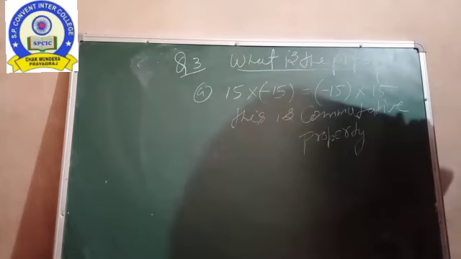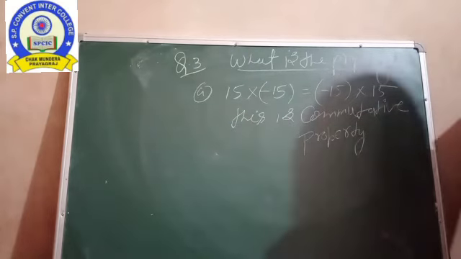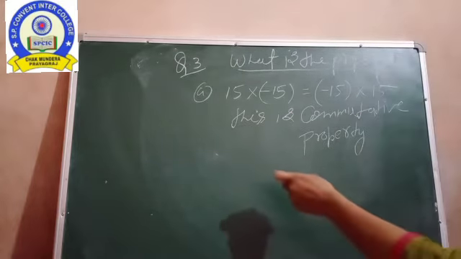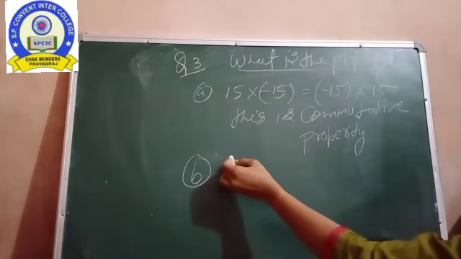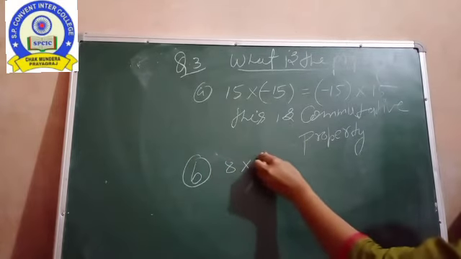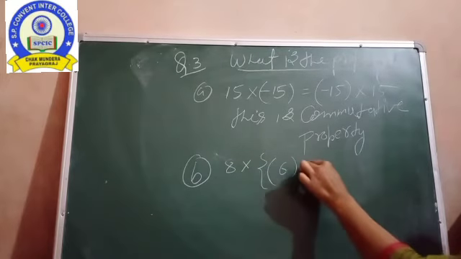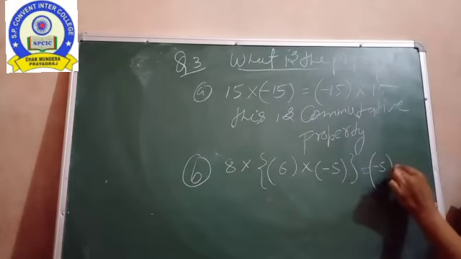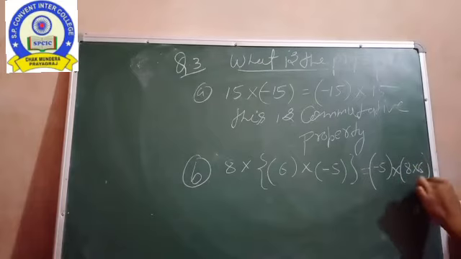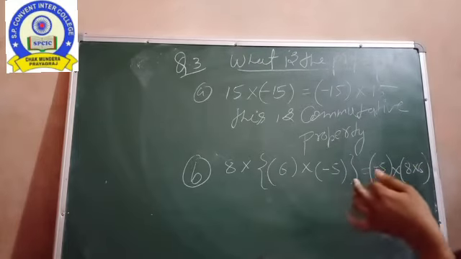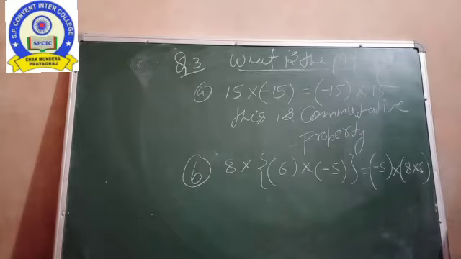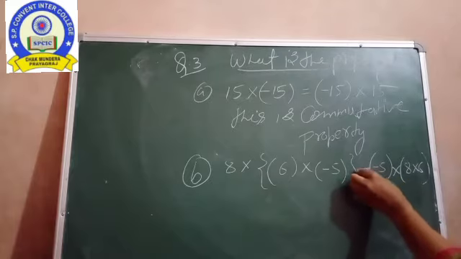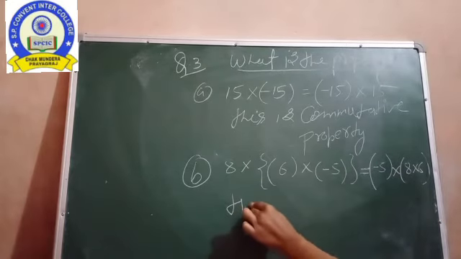Now the next part. Eight into 6 into minus 5 equals 8 into 6, with the grouping changed. This is the associative property because when the group is changed, the result does not change. The group is changed, but the result is not changed. So this is the associative property.